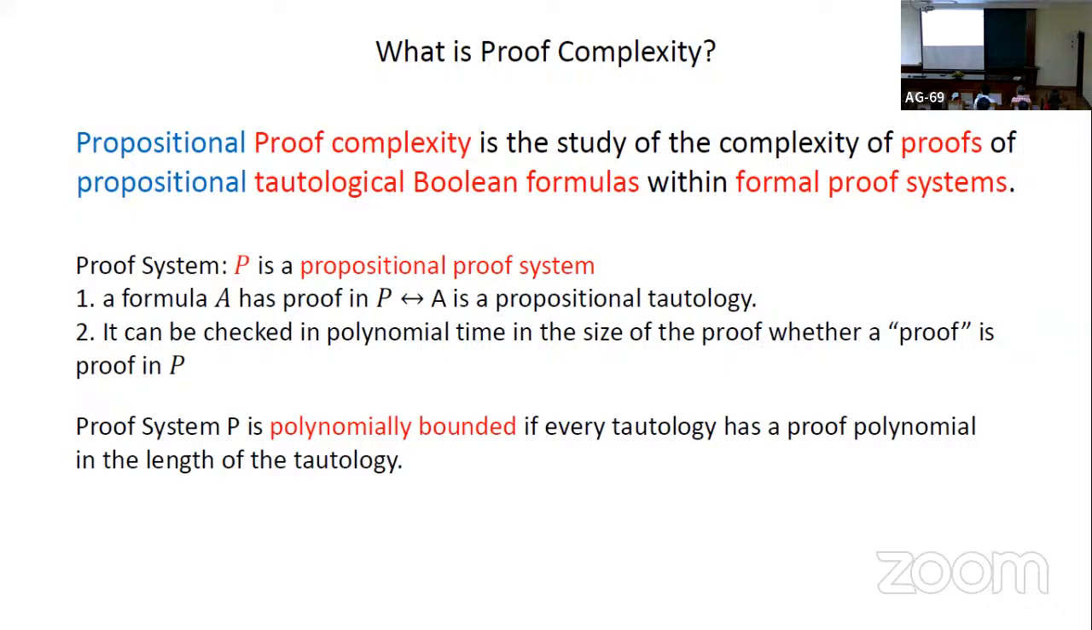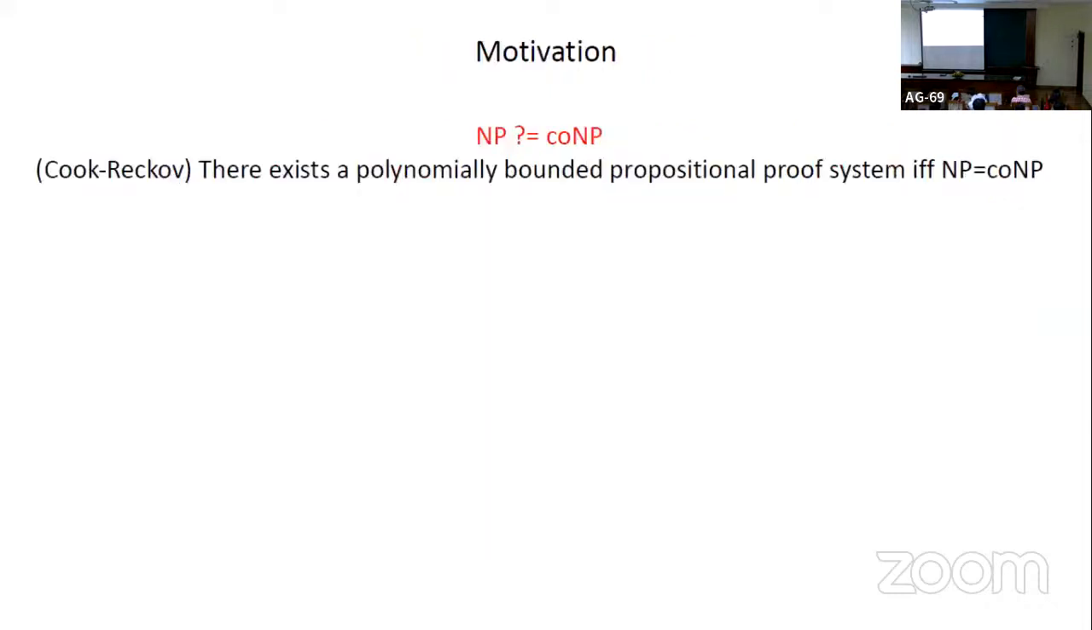Okay. And we'll call a proof system polynomially bounded if for every tautology we have a proof which is polynomial in the length of the tautology. Such a proof system we'll call a polynomially bounded proof system. So this is the setting of proof complexity, and I'll tell you about some motivation for why we study proof complexity.